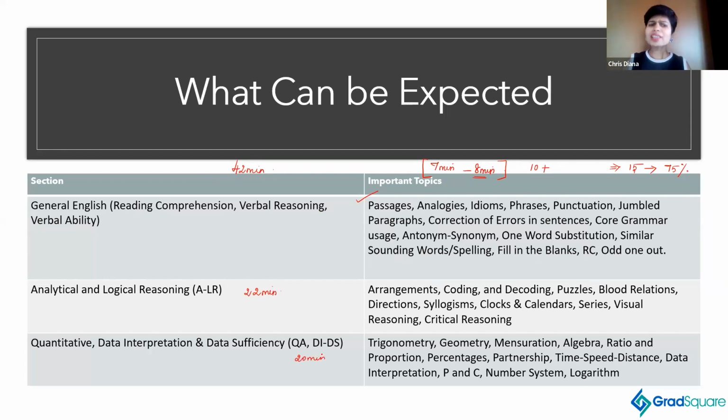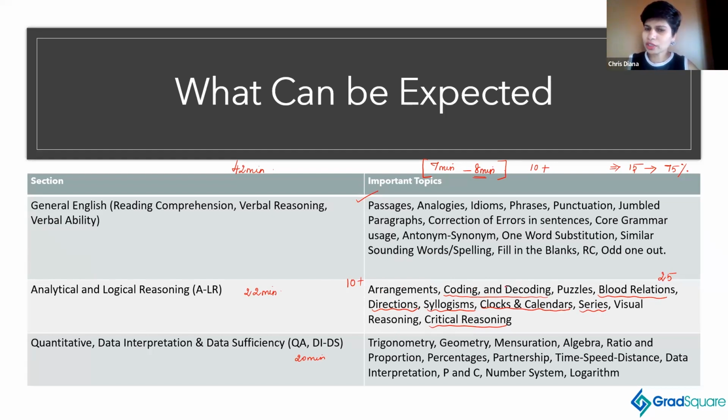So, the analytical logical reasoning section. Remember that the questions that you get in coding and decoding, blood relations, directions, syllogisms, clocks and calendars, series, and then critical reasoning, you may get around 10 plus questions on all these topics together. And this is where, out of a total of 25 questions, you can save so much of your time.